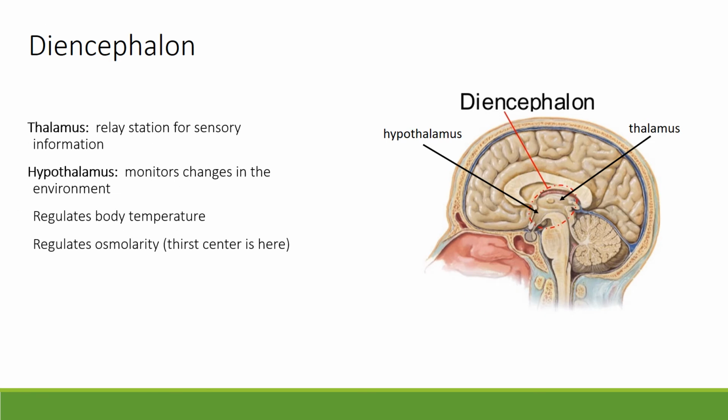It regulates the pituitary gland, and it is the control center for the autonomic nervous system. When you hear the term autonomic, you should think automatic, because that's what the autonomic nervous system is.